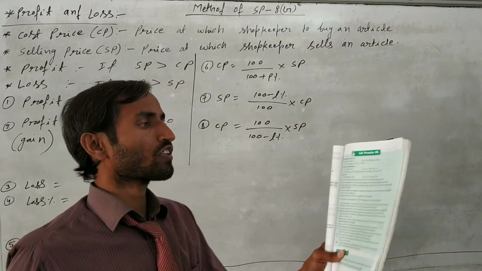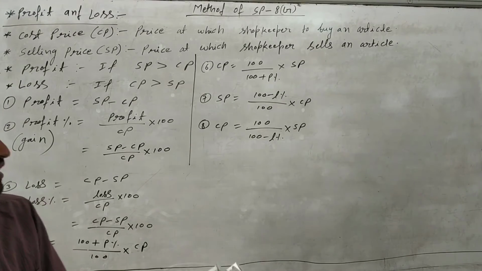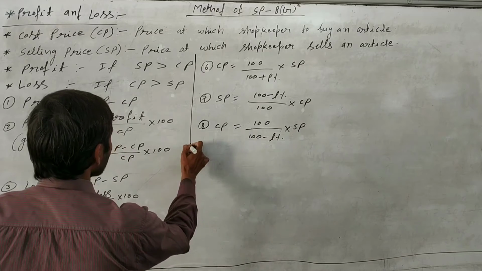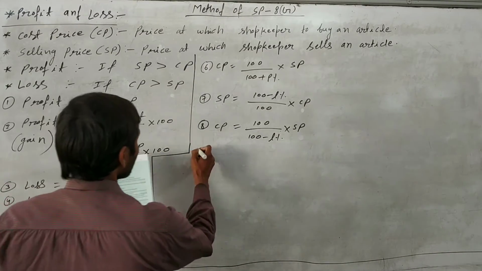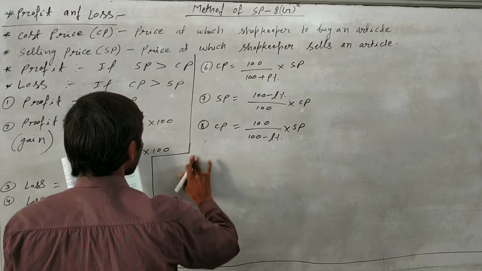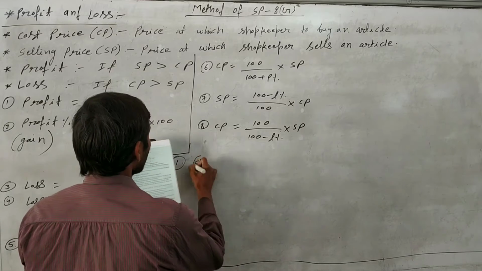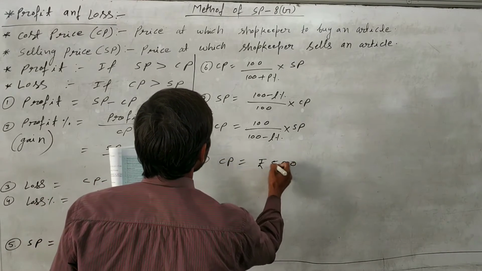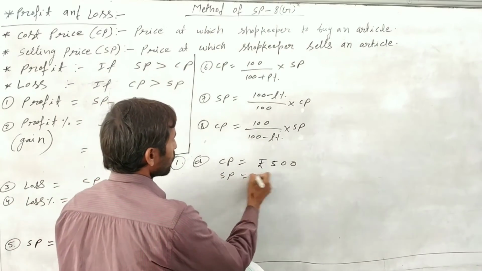First of all, read the question. Find profit or loss percent. In question number 1, in part A, CP is given: cost price of the article is rupees 500, and selling price is given as rupees 650.